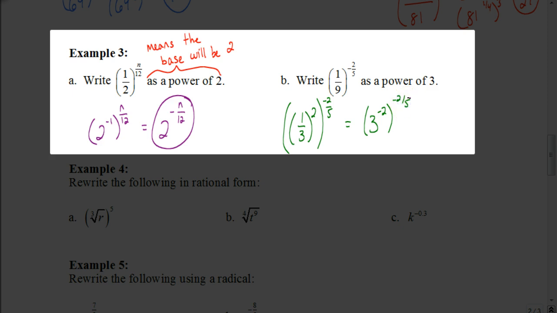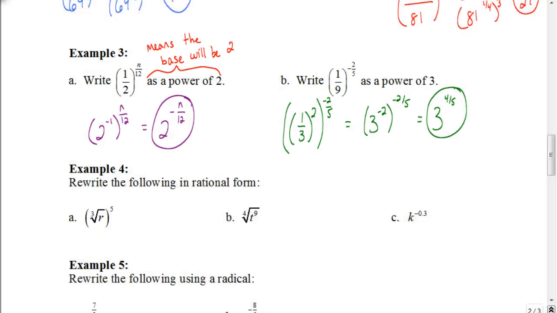So again, I haven't changed the value, I've just changed how it looks. Because if I were to go backwards now, 3 to the negative second power would be the same as 1/3 being squared, and 1/3 squared is still 1/9. So again, I have not changed the value, only how it looks. But now we're going to multiply these two exponents together. Negative 2 times negative 2/5 would be a positive 4/5. And that would be my answer, 3 to the 4/5 power.